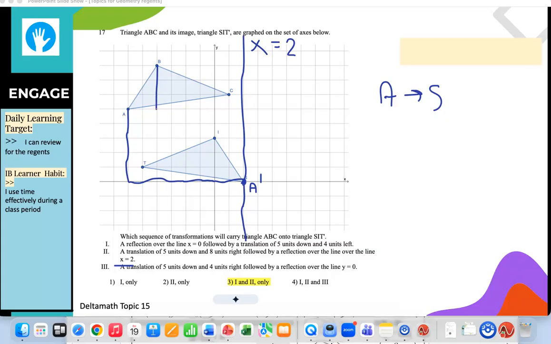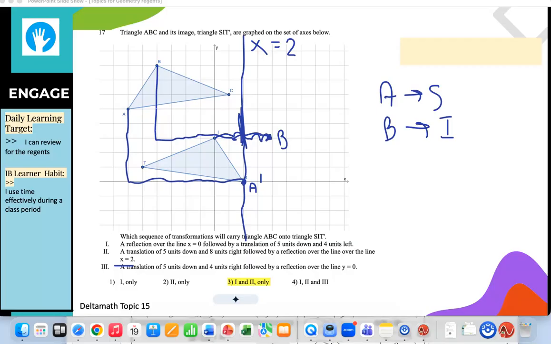1, 2, 3, 4, 5, and then 8 units to the right. 1, 2, 3, 4, 5, 6, 7, 8. It's going to end up right here, B. And if I reflect this over this blue line, x equals 2, 1, 2, 1, 2 is going to end up where I is. And we want B to match up to I, so that works.